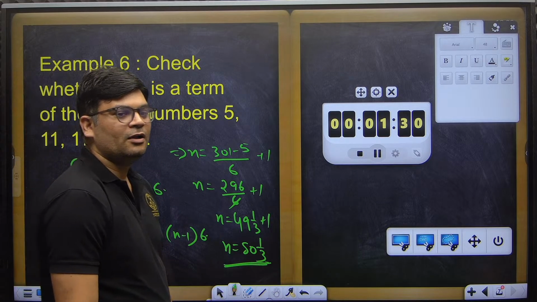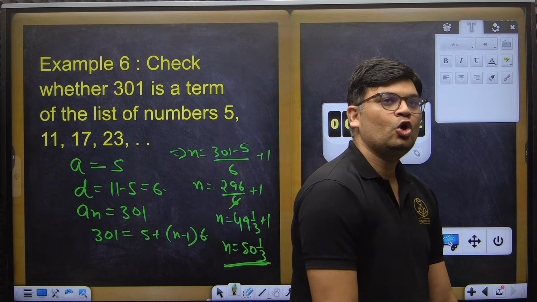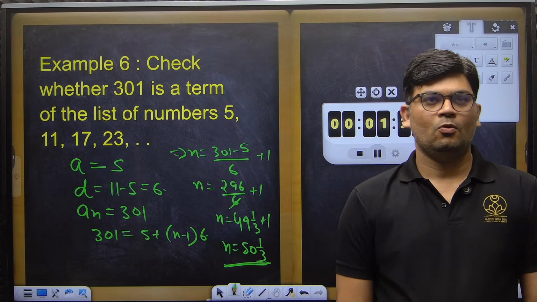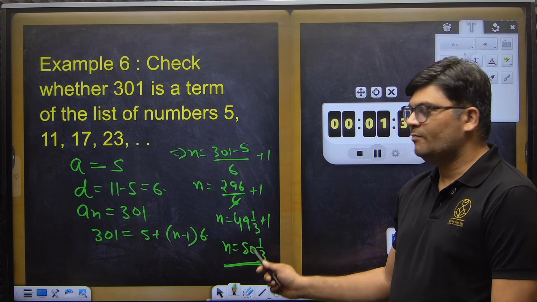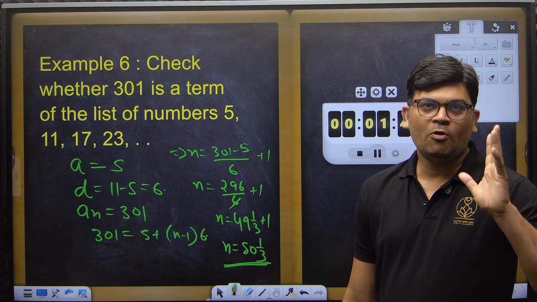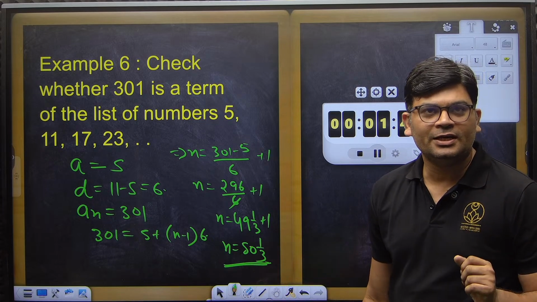So is that part of the AP? The answer is no. Why? Because I found n as 51 by 3. How many of you got n as 51 by 3? Tell me.